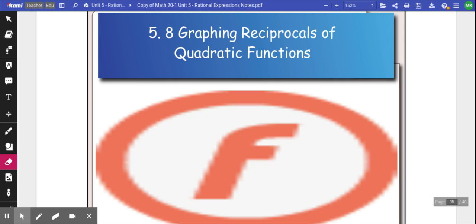Welcome back to another edition of Math 20-1. Today we are going to graph some more reciprocal functions.